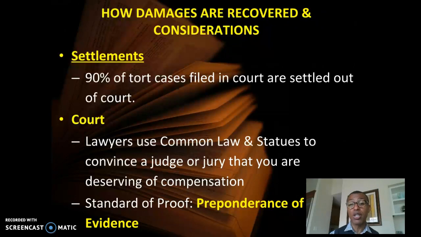The lawyers use common law and statutes to convince a judge or jury that a person is deserving of compensation. The standard of proof, and this is really important, and I want you to put down this definition, is called the preponderance of evidence. So let me just say that one more time. It's called the preponderance of evidence. And that simply means that 50% of the weight of the evidence must be in the plaintiff's favor.